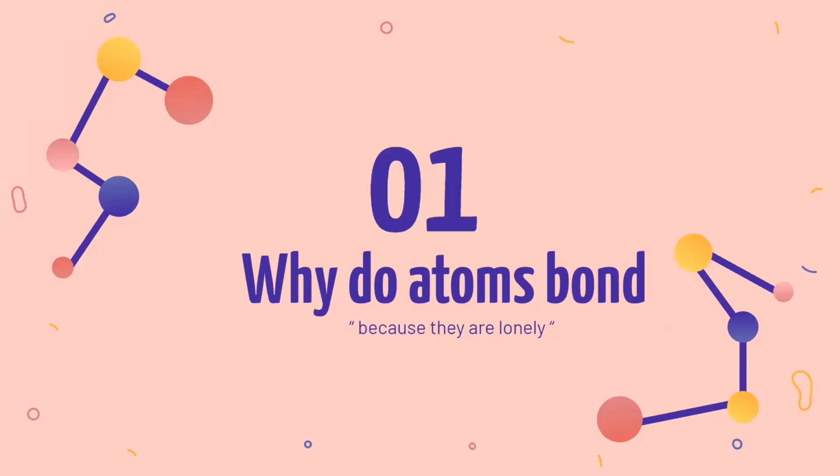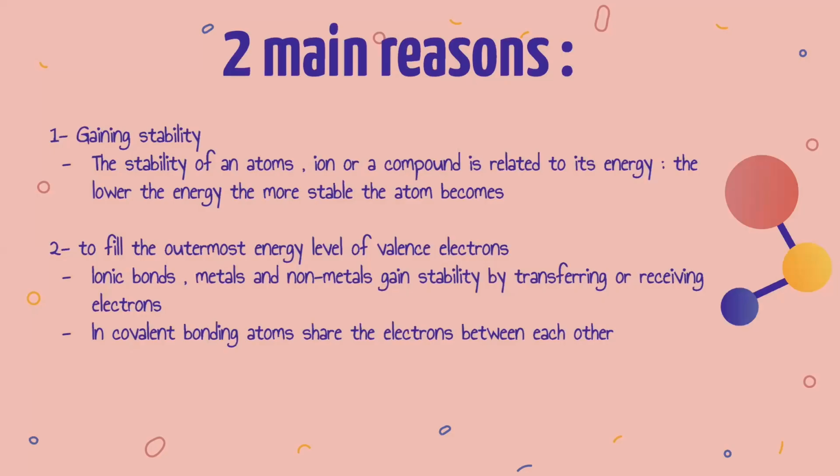So why do atoms bond in the first place? Well, two main reasons. Number one is gaining stability. The stability of an atom, ion, or a compound is related to its energy. The lower the energy, the more stable the atom becomes.